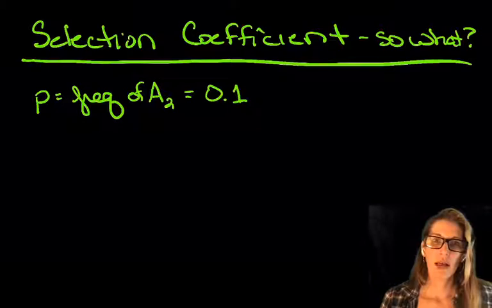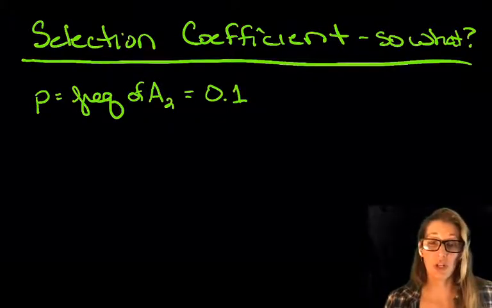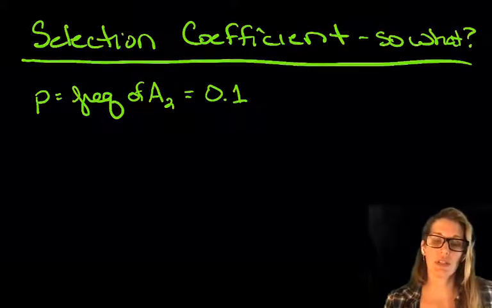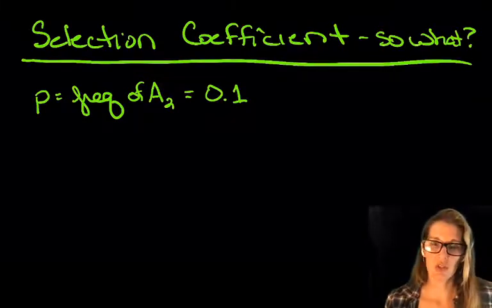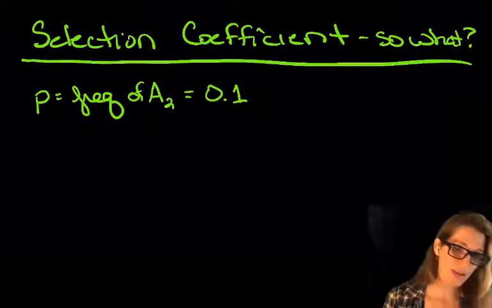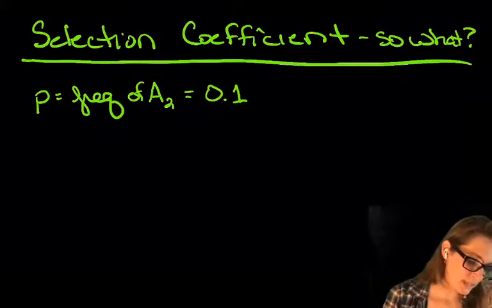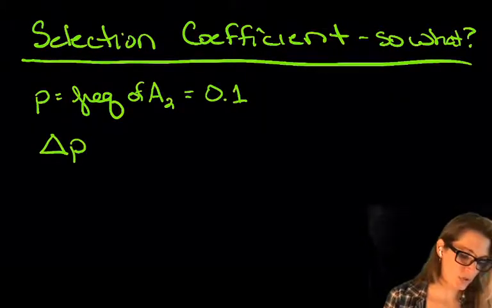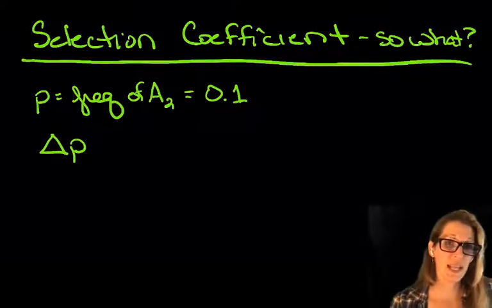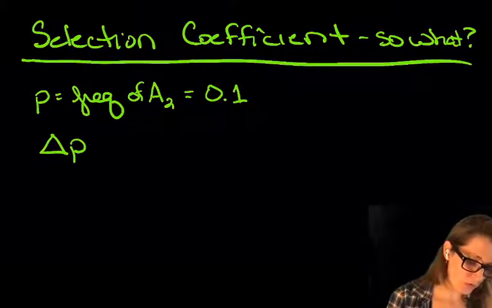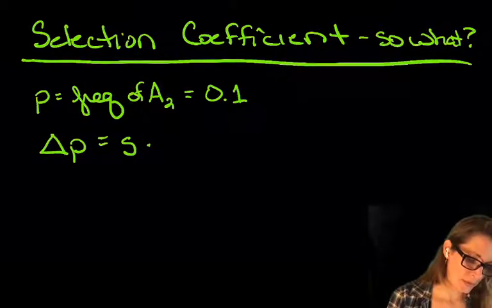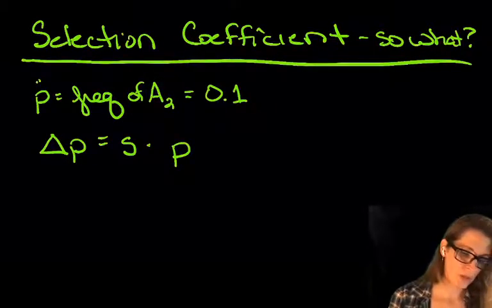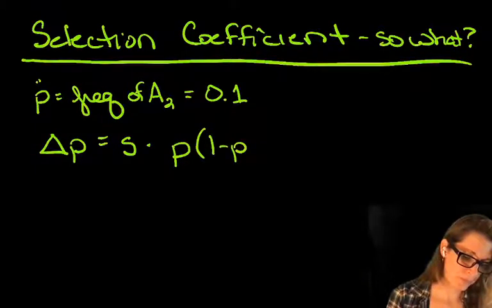To figure out how A2 is going to change in this population from generation to generation, because remember, evolution occurs across generations, we want to figure out how the frequency of A2 is going to change. So we have a formula for that. I know you're surprised. This is delta P, and the delta means change in, so change in this allele frequency. We're interested in A2. The formula equals S, our selection coefficient, times P, the frequency of A2, times 1 minus P.